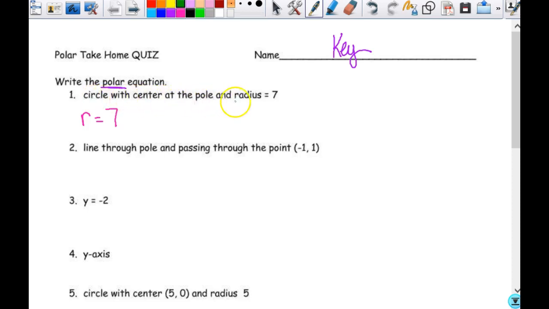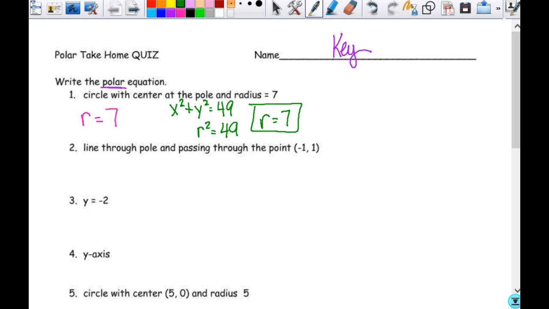Circle with center at the pole and radius 7. So you're going to start by putting it in rectangular form, which would look like this: x squared plus y squared equals 49. That would be how this is defined here. Then you can substitute to get it into polar form. For x squared plus y squared, we substitute r squared, so r squared equals 49, and that's where you get r equals 7. Don't necessarily have to show work on that one. If you understand this, that is fine.